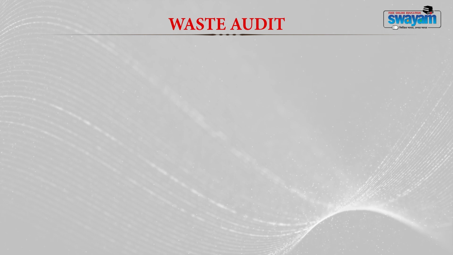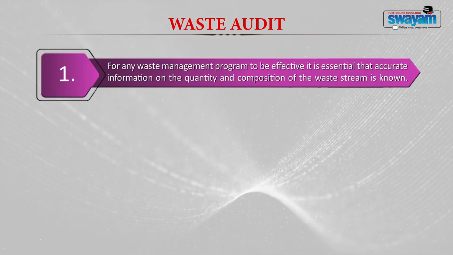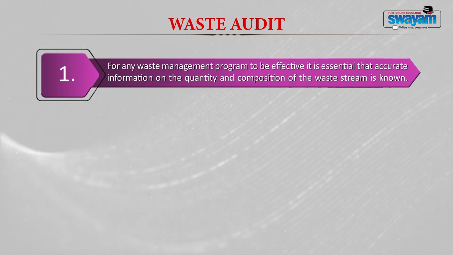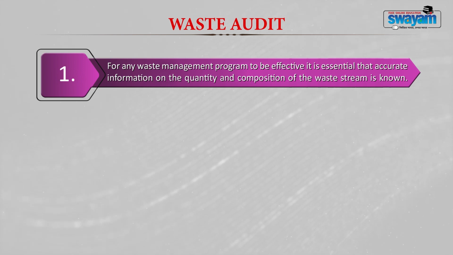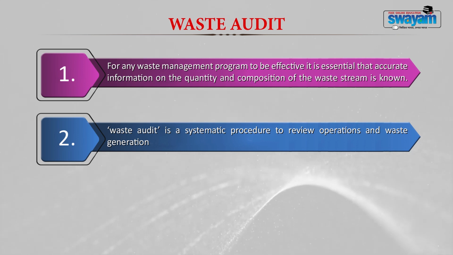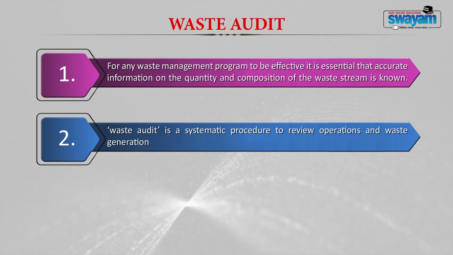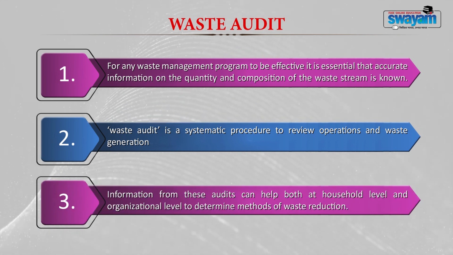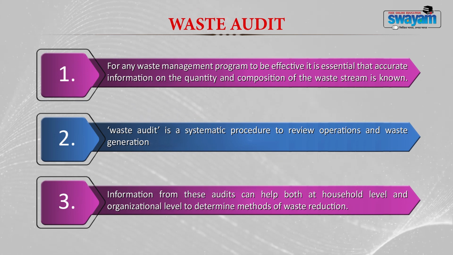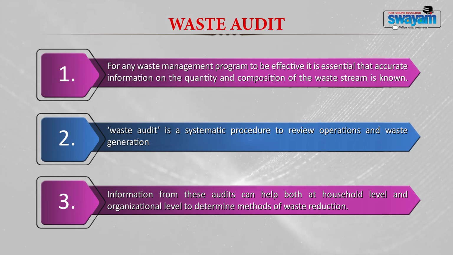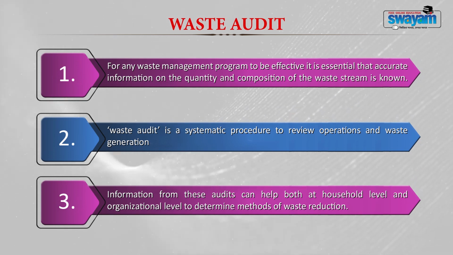The third component of this module is waste audit. For any waste management program to be effective, it is essential that accurate information on the quantity and composition of the waste stream is known. Waste audit is a systematic procedure to review operations and waste generation. Information from these audits can help both at household level as well as at industrial or organization level to determine the methods of waste reduction.